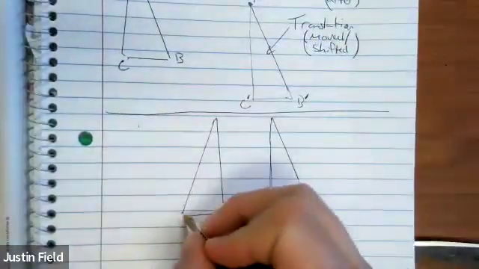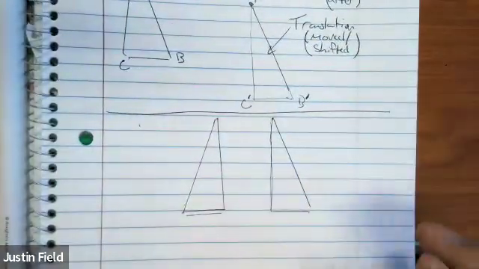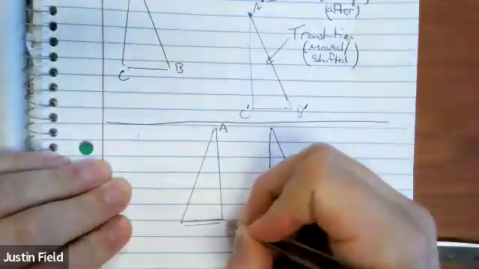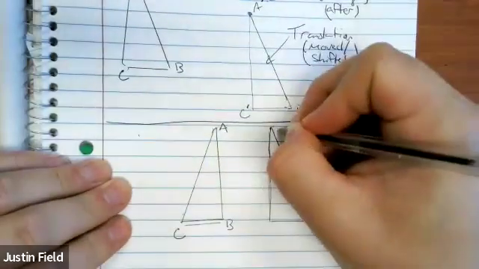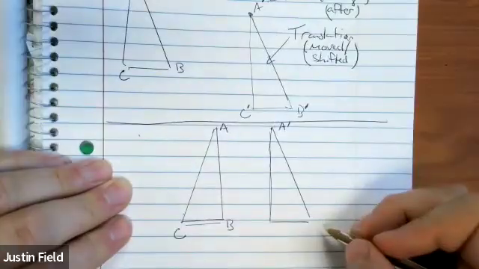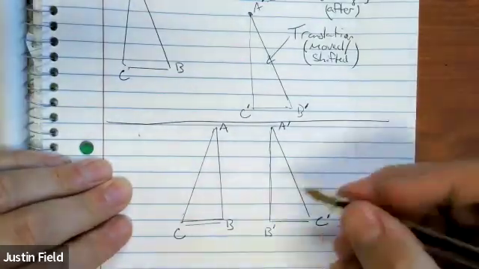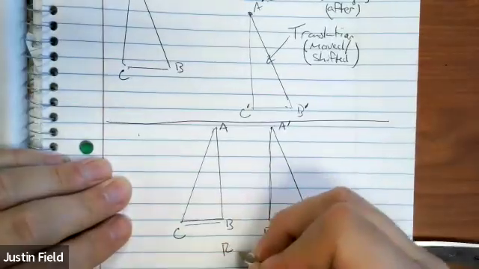It's not allowed to be turned at all. So let's say that this is A, B, C, and now A prime is right there, C prime is right here, and B prime is here. So this is a reflection.